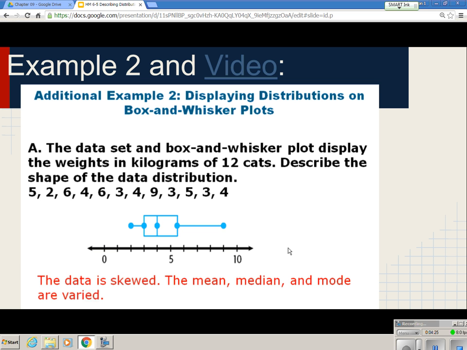As you can see here with this box and whisker plot, again, it's not symmetrical, and it's very heavy to the bottom of the box and whisker plot. One whisker is real long, one whisker is short. So this would be skewed. I want you to put this example in your notebook and write skewed so you know what a skewed box and whisker looks like.